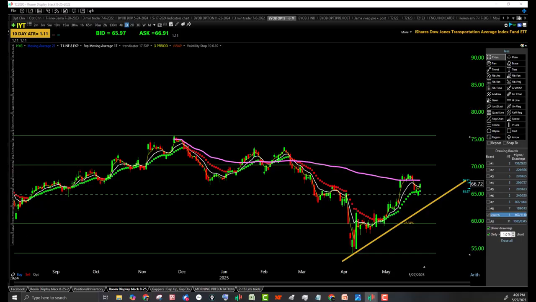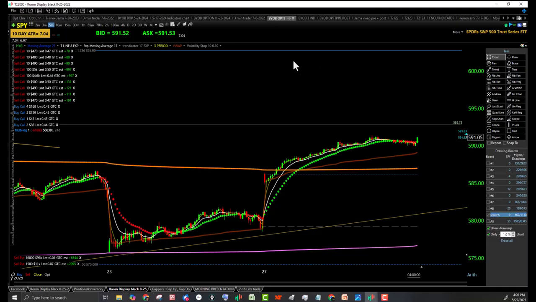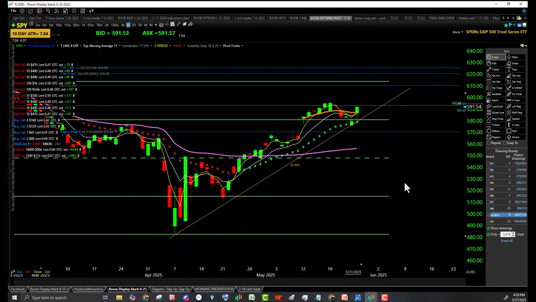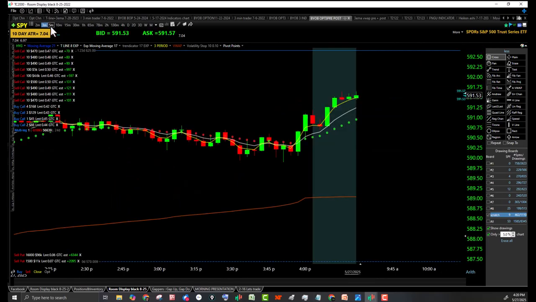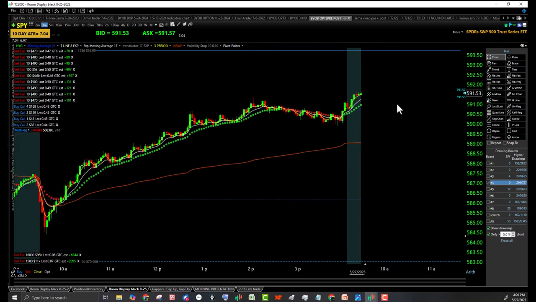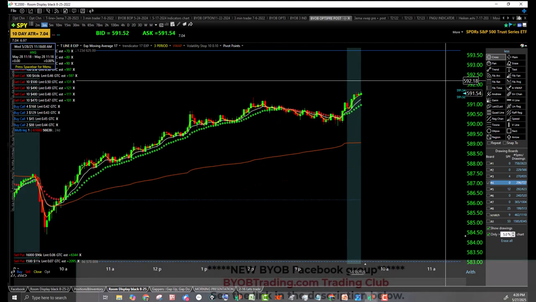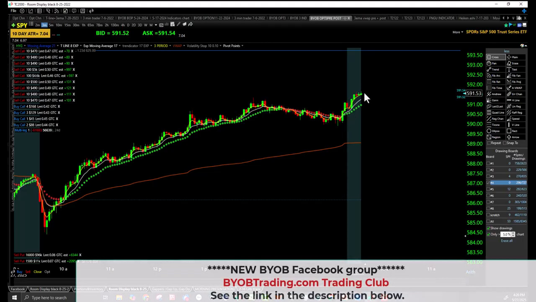Eric, 3 minute is starting to wiggle. Yes, 3 minute was starting to wiggle on SPY. Starting to move up a little bit. Let's take a look at it with the pre-market on the 3 minute. Let's take a clean chart. Yeah, see, we had our target up here, Eric, 592.59.